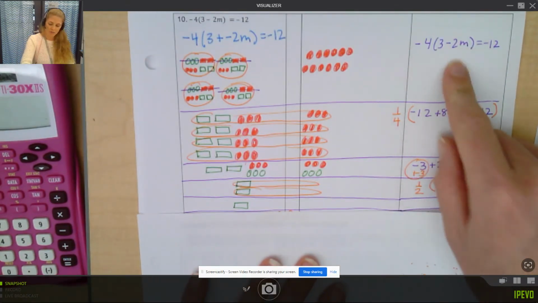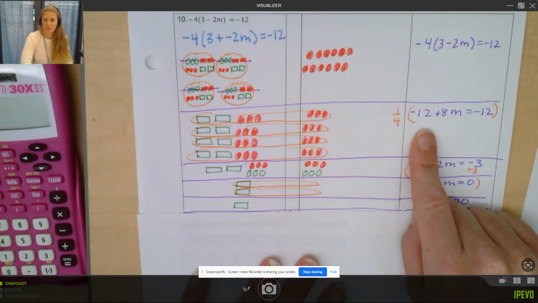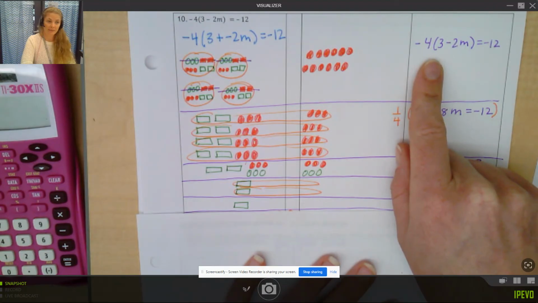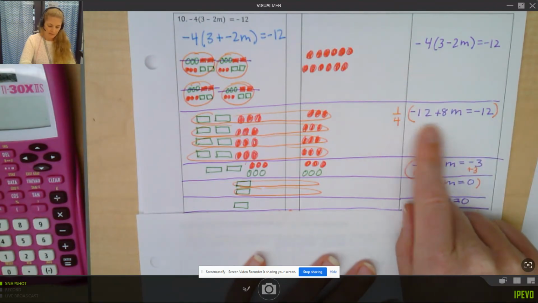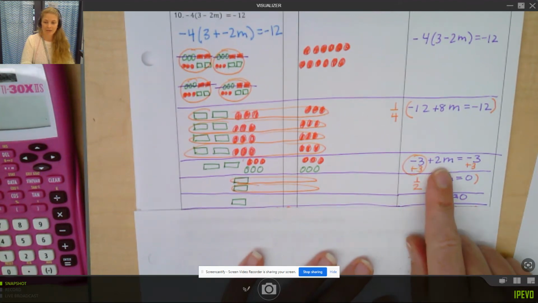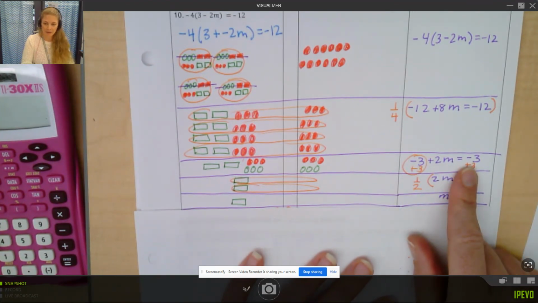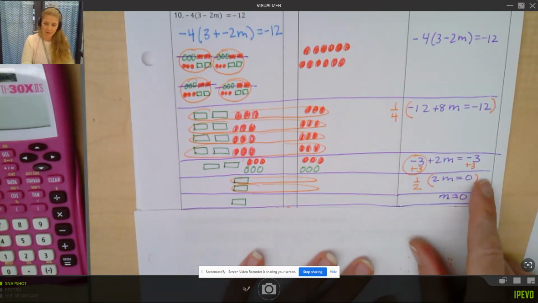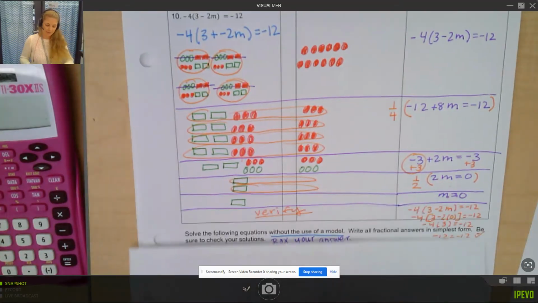We could distribute that -4. That's one way you could have shown this. Of course, there are other ways. You could have divided both sides by 4 to begin with. Here, then you could take a fourth of both sides. Either way, you're going to end up eventually with -3 plus 2m is equal to -3. And then add 3 to both sides. 2m is equal to 0. Multiplicative inverse of 2 is multiplied by 1/2 to both sides to get m is equal to 0.